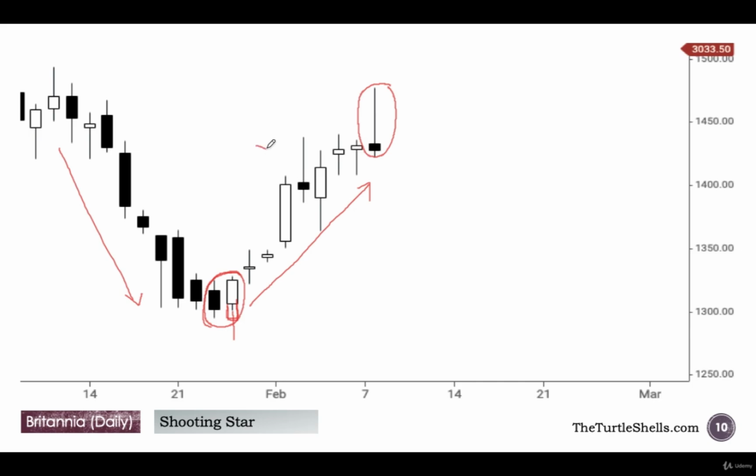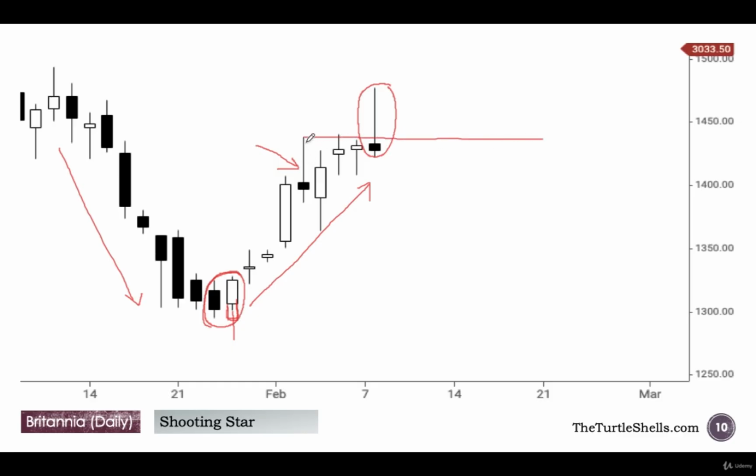Now this candle I wouldn't call a shooting star, because you see the upper shadow here, and you see the lower shadow here. We mentioned that the lower shadow must be as small as possible, so I wouldn't qualify this as a shooting star. Nonetheless, even if we don't call it a shooting star, the resistance has held.